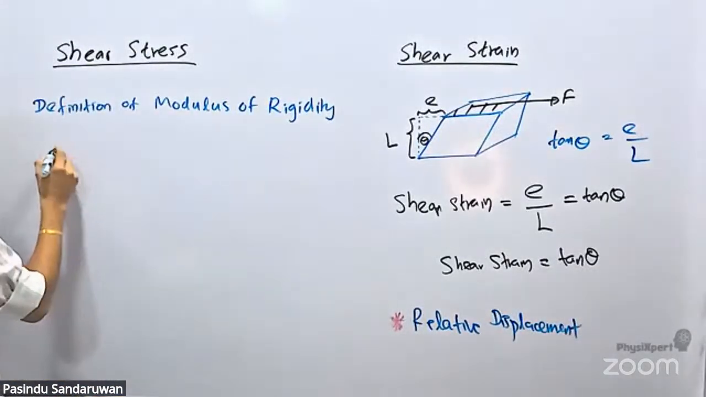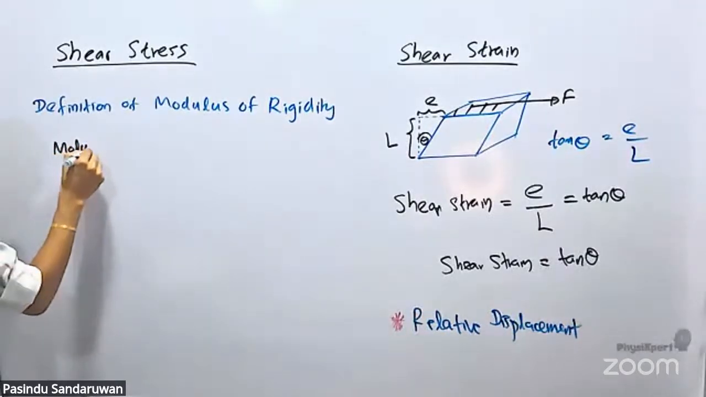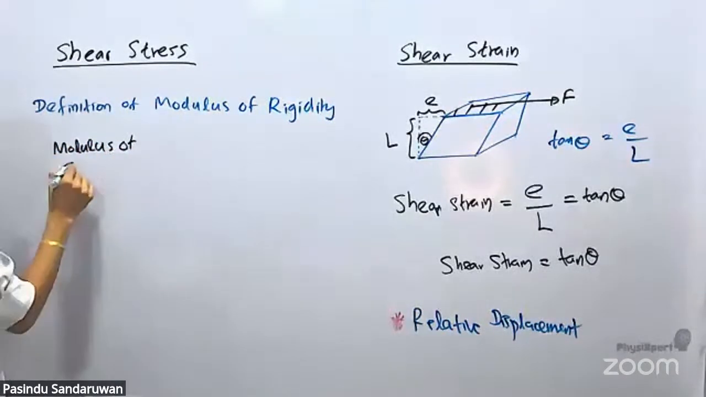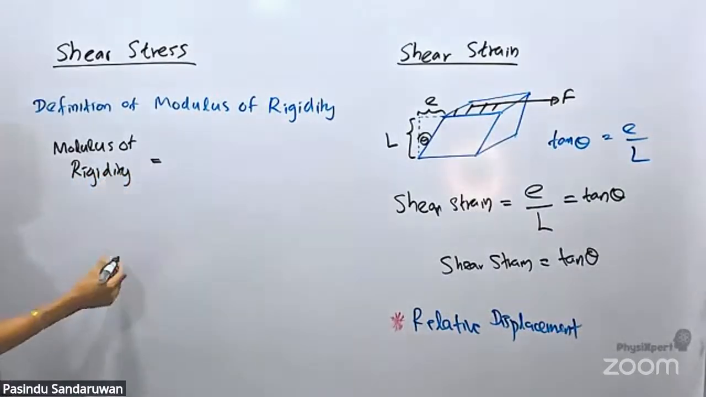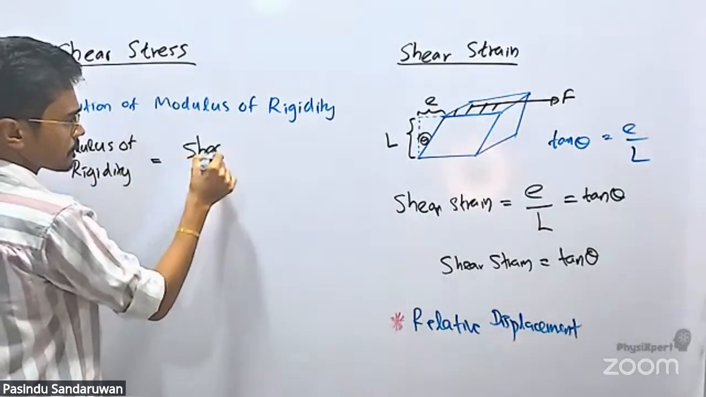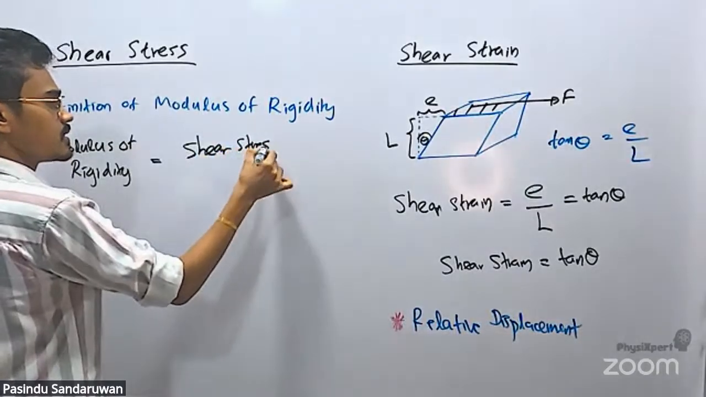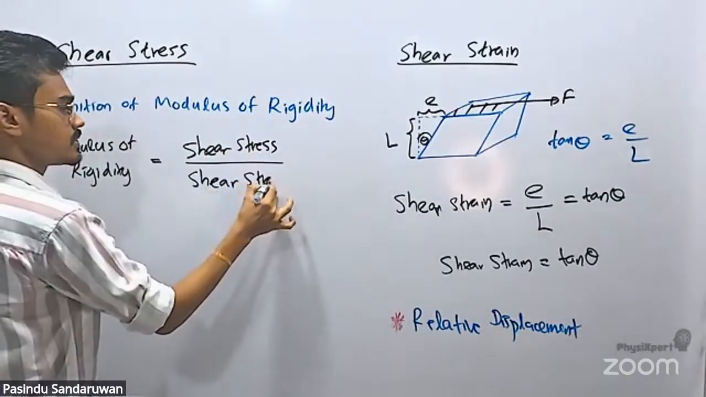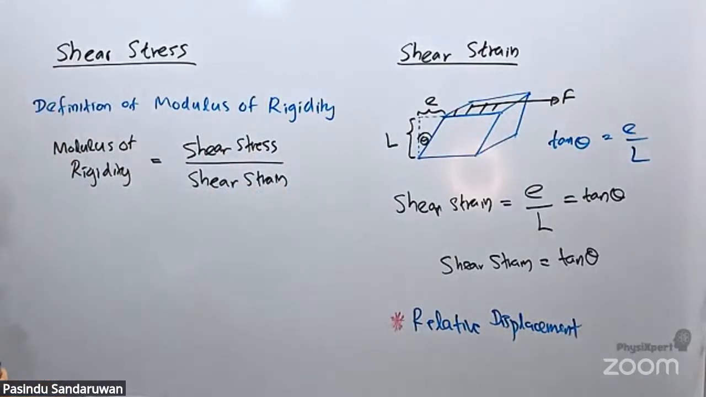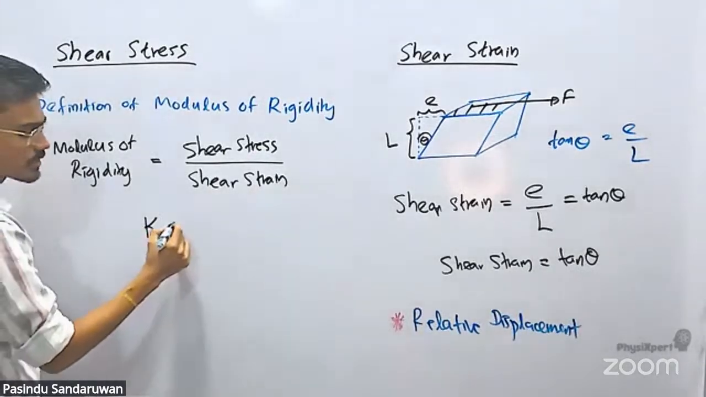Same idea. Modulus of rigidity is shear stress over shear strain. Right. So modulus of rigidity is denoted by K.